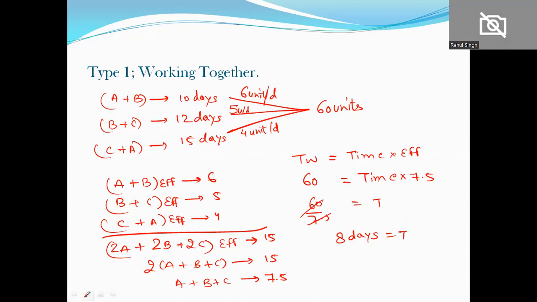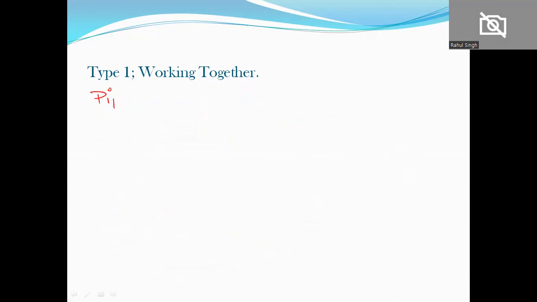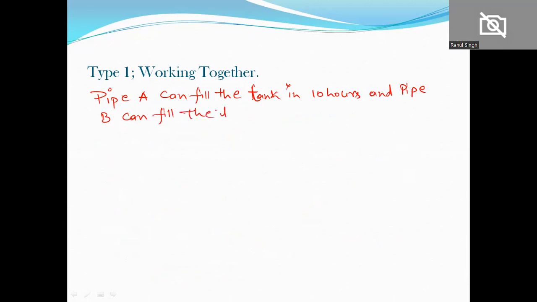In this, a pipe and cistern question also comes. Let's take that question also. Let's assume that pipe A can fill the tank in 10 hours and pipe B can fill the tank in 15 hours.